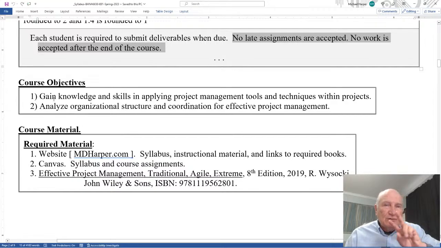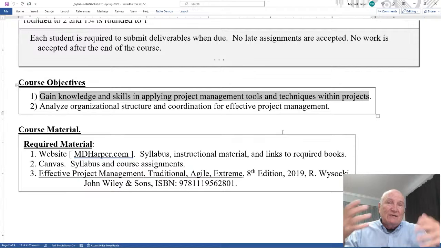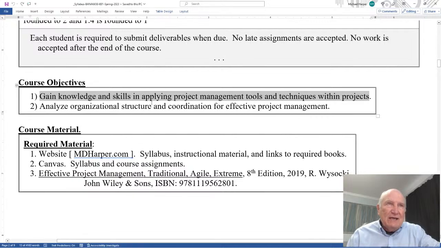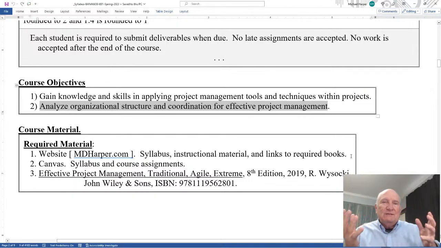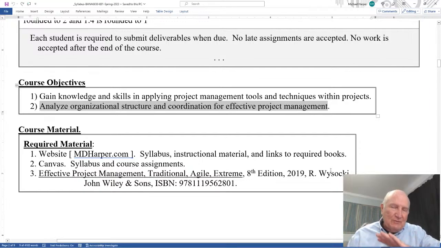Course objectives. There are two course objectives for project management. One is to gain knowledge and skills in applying project management tools and techniques within projects. So one is to say, here's how you conduct a project, or here is how a project is conducted. One, you're doing it, the other is you're managing it, this type of thing. The second is to analyze organizational structure and coordination for effective project management. And there's where the business comes in, business school, and business analytics comes in. We will look at the business organizational structure on how a project can be done efficiently.